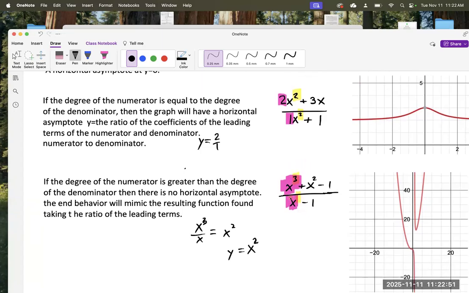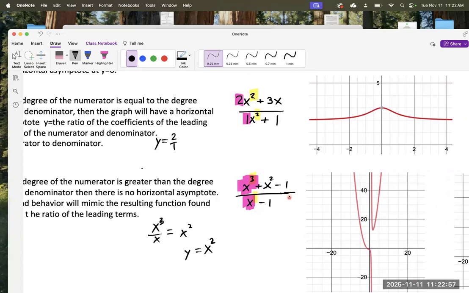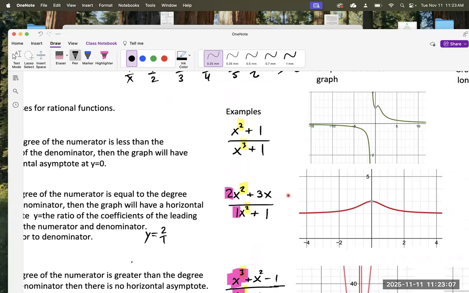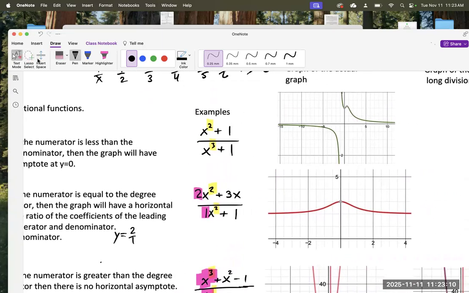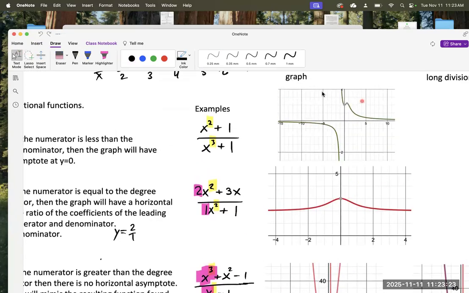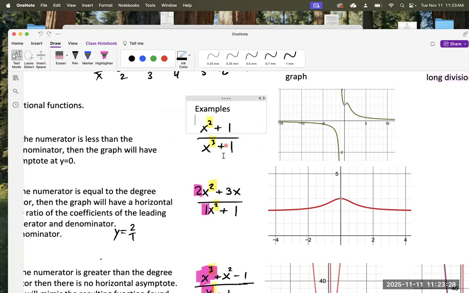Okay, so if that can help you, now I want to show you, I actually graphed my 3 examples here, and I also graphed the ratio that we use. This right here is the graph of x squared plus 1 over x squared plus 3.